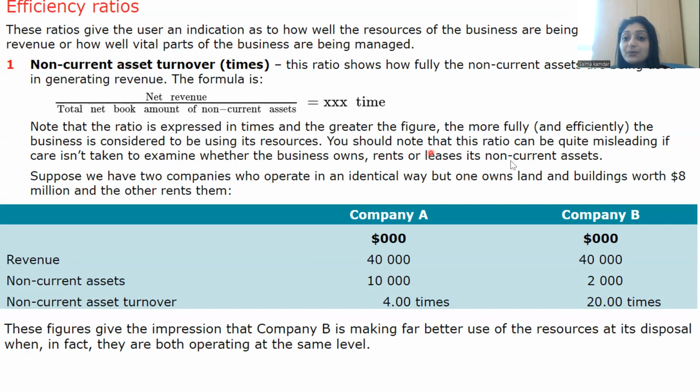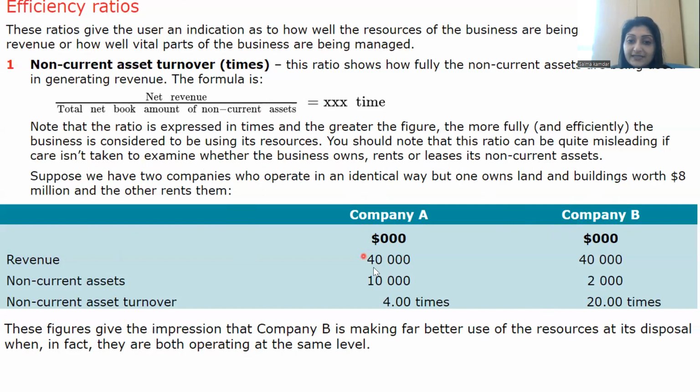But we should note over here that this ratio can be very misleading if you don't take care to examine whether these non-current assets are owned by the business, or the business is renting the non-current asset, or the business takes the non-current asset on lease. Let's go with two examples. Suppose you have two companies. One is company A and the other is company B.